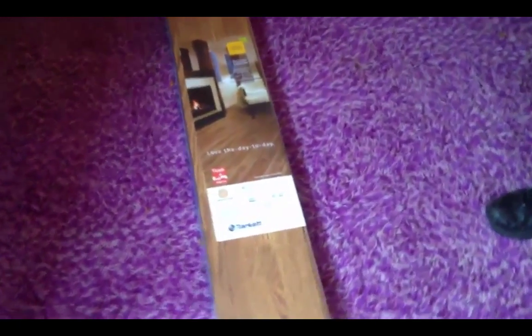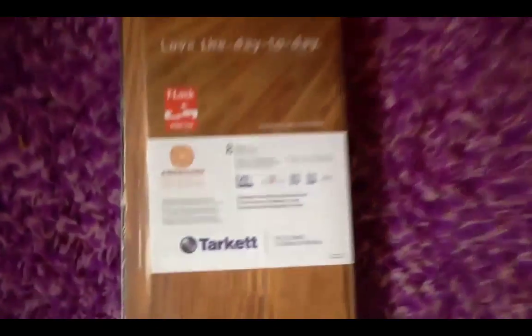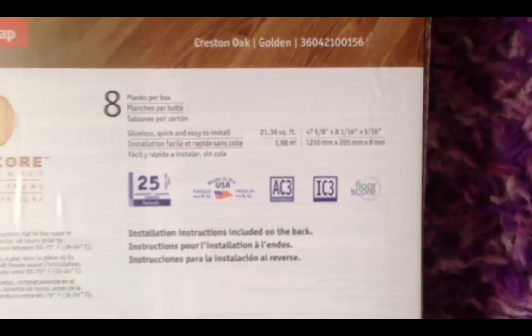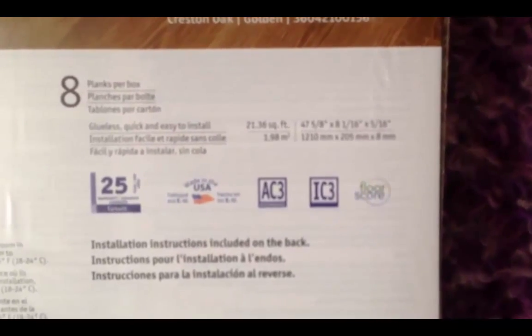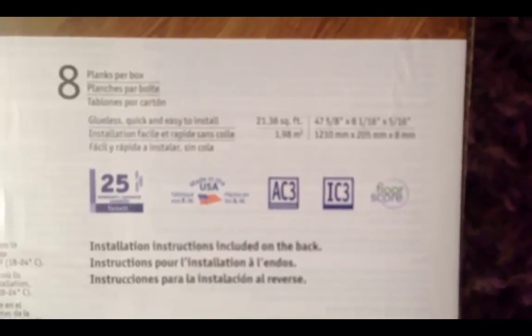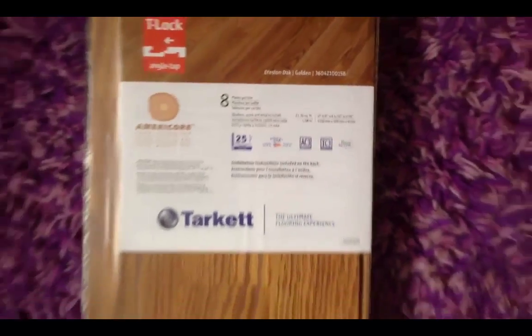I want you to look closely at the label. And as I read this, it says that this package will cover 21.36 square feet. And so the problem that we have here is, how much of this stuff are we going to need? Is that one package going to be enough? How much are we going to need? That's the problem.